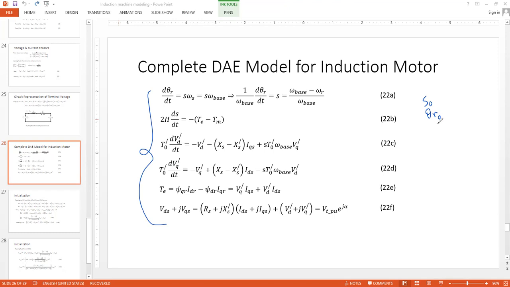The first derivative is 0. First derivative 0. Excellent. So this is one way to simplify the steps. So that means you get this equals to 0. So what do you get? Tm equals to Te. Okay, this is one outcome. Then what do you get? From here, d theta r by dt equals to s omega s. So s omega s equals to 0. Now where will you go from here?